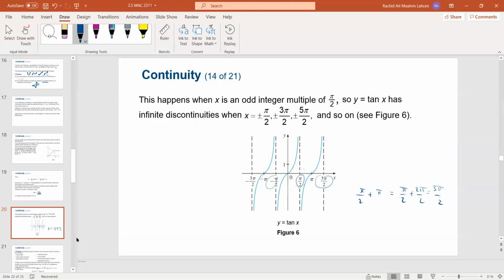And look at it here: from the plus side, it's going to negative infinity. And from the minus side, it's going to positive infinity. So this is a picture that you all should know.